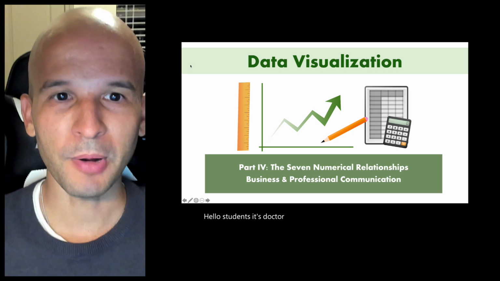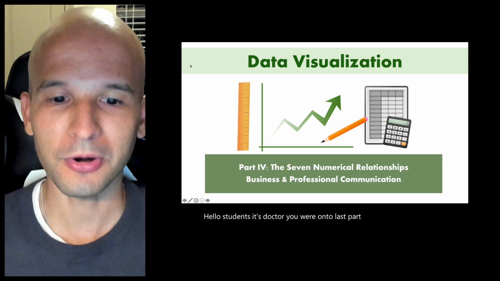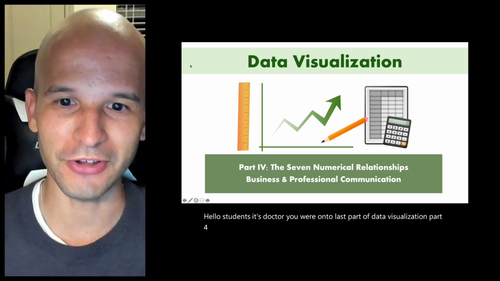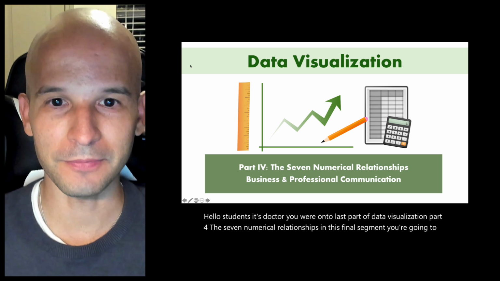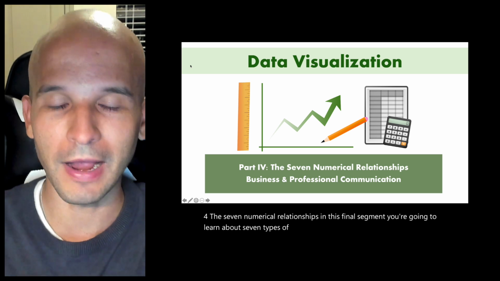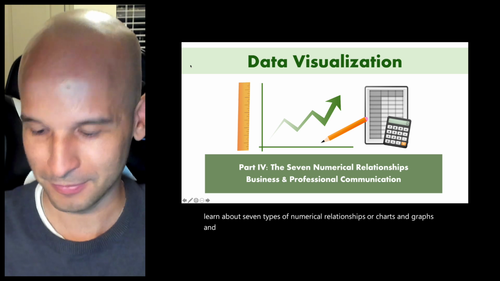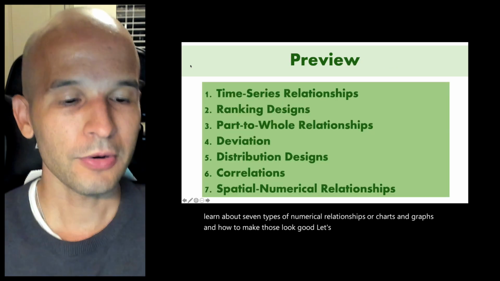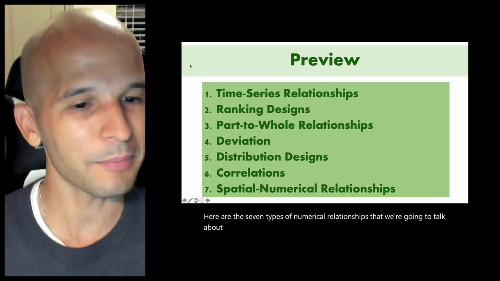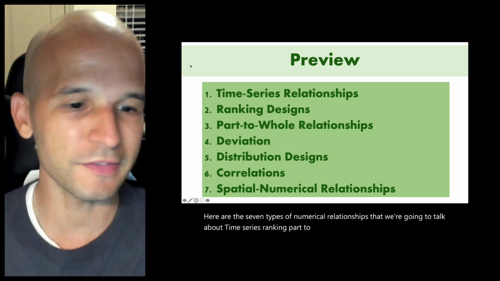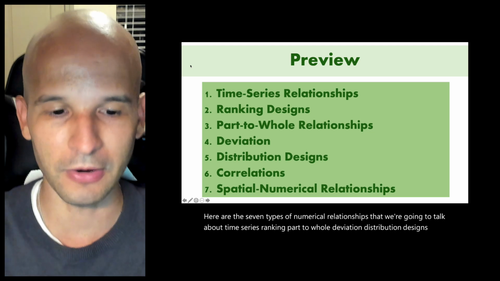We're on to the last part of data visualization, part 4, the 7 numerical relationships. In this final segment, you're going to learn about 7 types of numerical relationships, or charts and graphs, and how to make those look good. Let's get to it. Here are the 7 types of numerical relationships that we're going to talk about: time series, ranking, part to whole, deviation, distribution designs, correlations, and spatial numerical relationships.